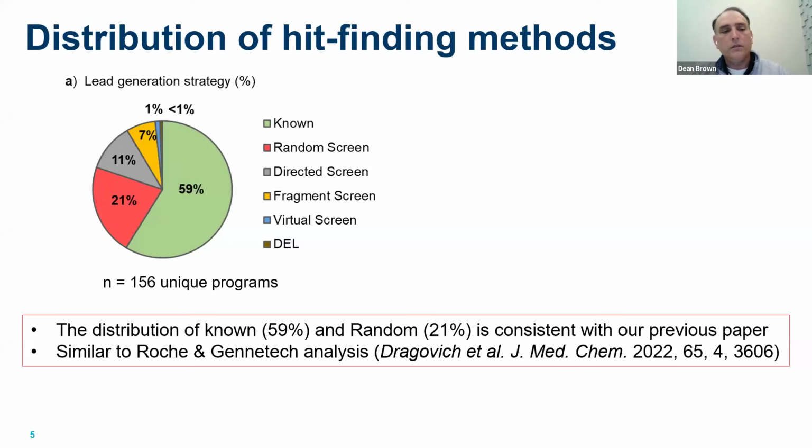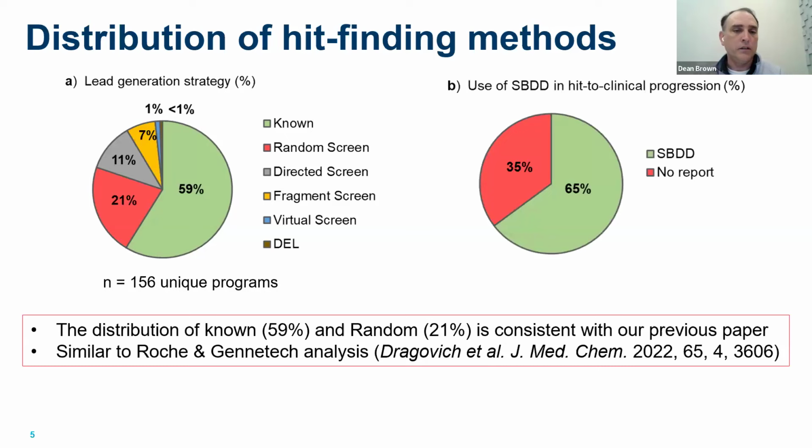So in the previous paper, I also looked at the use of structure-based drug design, and Jonas and I had that as a category, but it made more sense this time just to pull it out on its own, because as you can see, most projects actually do use some type of structure-based drug design, whether it's a bona fide crystal structure of the ligand with the protein of interest, or a homology model, or even other types of structure-based approaches. 65% of them report using that and 35% don't report. So it's possible they did, but they didn't report it.